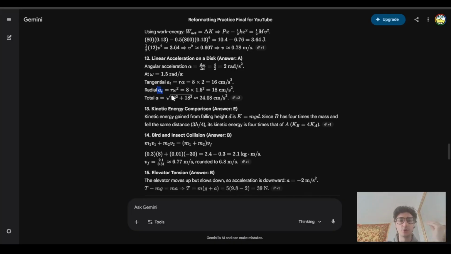If there's multiple accelerations, you have to add them up, in this case using Pythagorean's theorem. So I got this wrong. I only got one of them. I think I got the answer as 16.